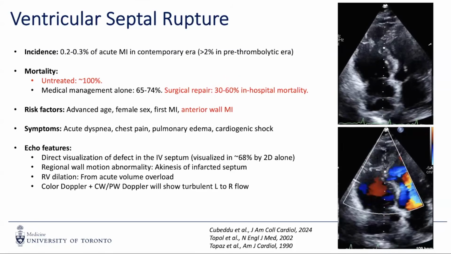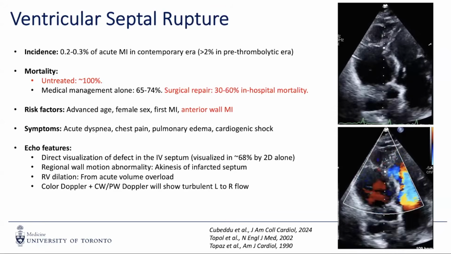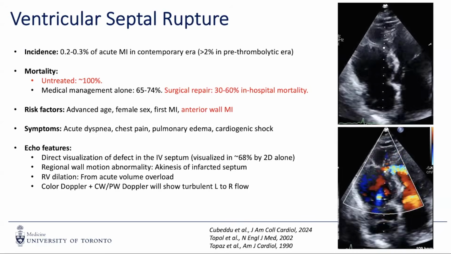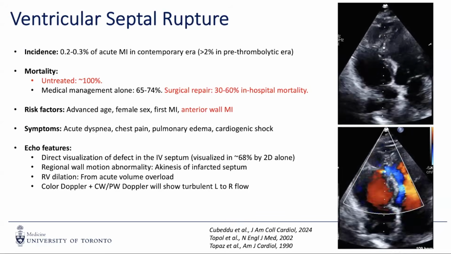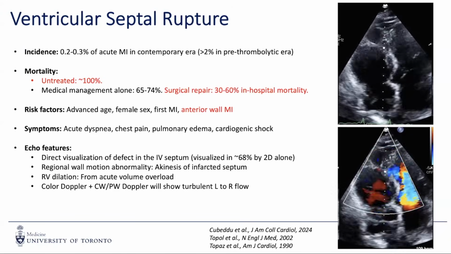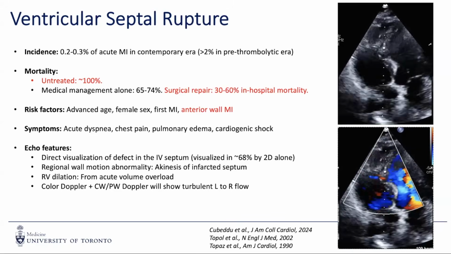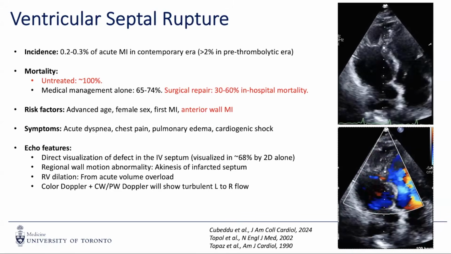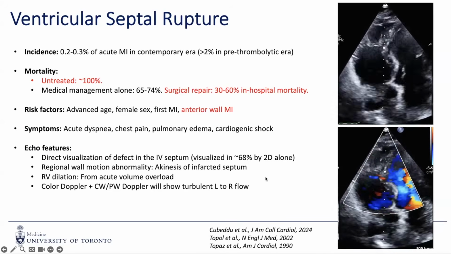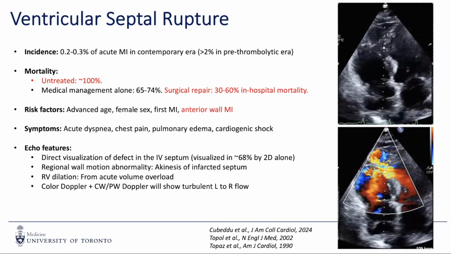We're moving on to the next complication, which is ventricular septal rupture. This is another one of those really scary complications because when they happen, it's very hard to manage, with a lot of morbidity and mortality, but thankfully it is quite rare nowadays. It happens in only 0.2 to 0.3% of cases versus up to 2% of cases pre-thrombolysis. When untreated, it's almost 100% mortality, so they definitely need treatment. But even with surgery, mortality rates reach up to 30 to 60%.